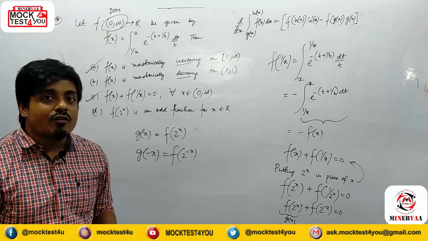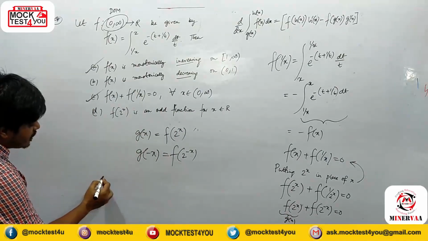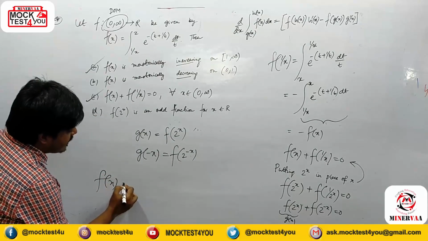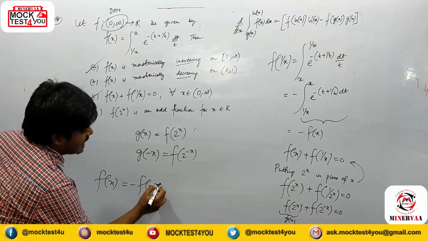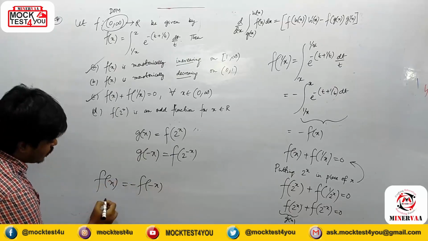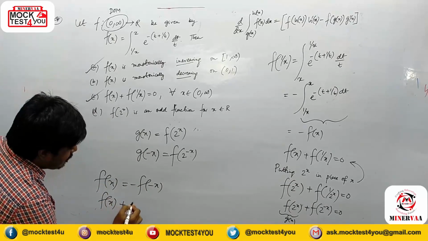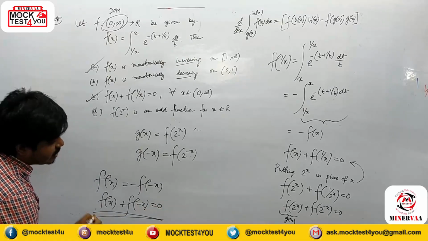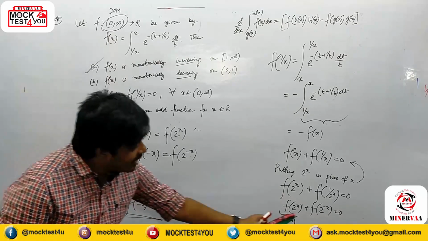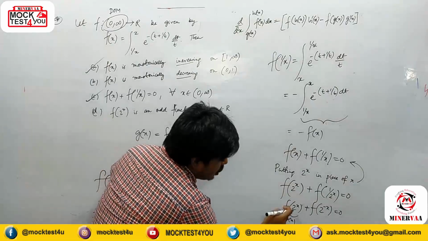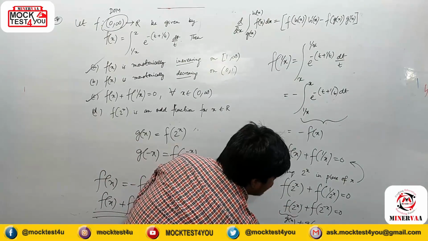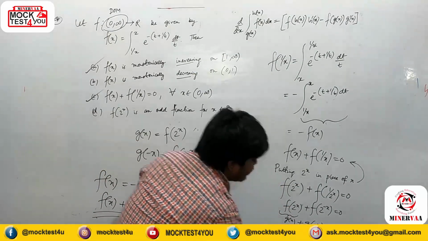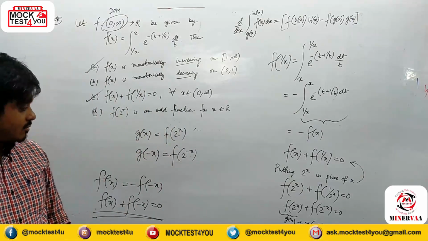And what was the odd function we discussed? The odd function was what? f of x equal to minus of f of minus x, right? Take this one, f of x plus f of minus x equal to 0. This is the condition for an odd function, and that is satisfied in here. g of x plus g of minus x equal to 0. That's an odd function.